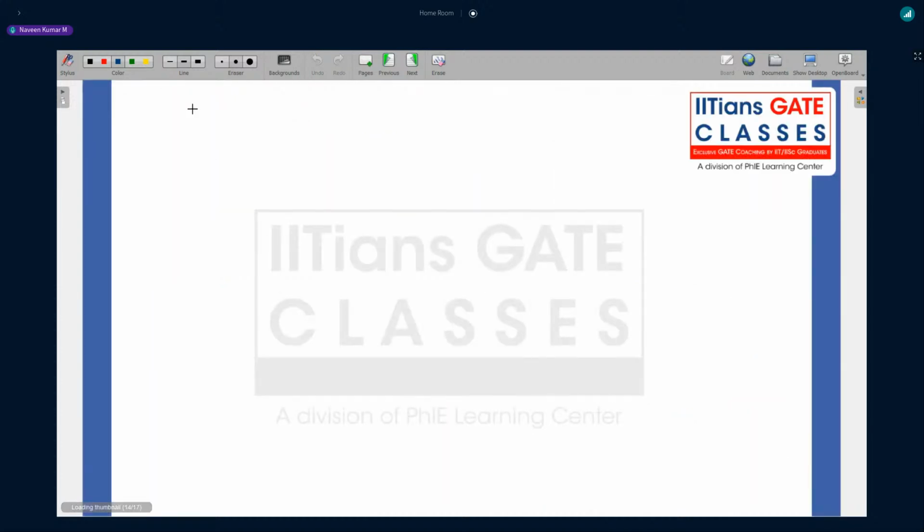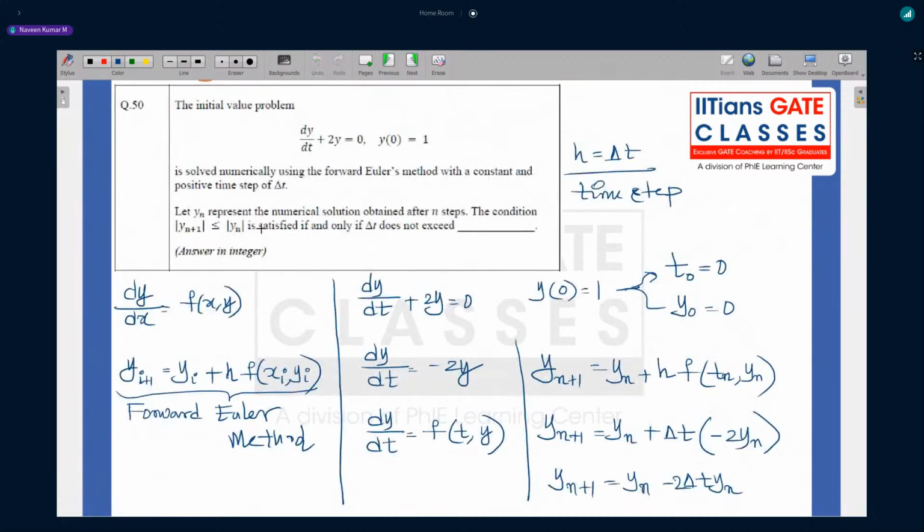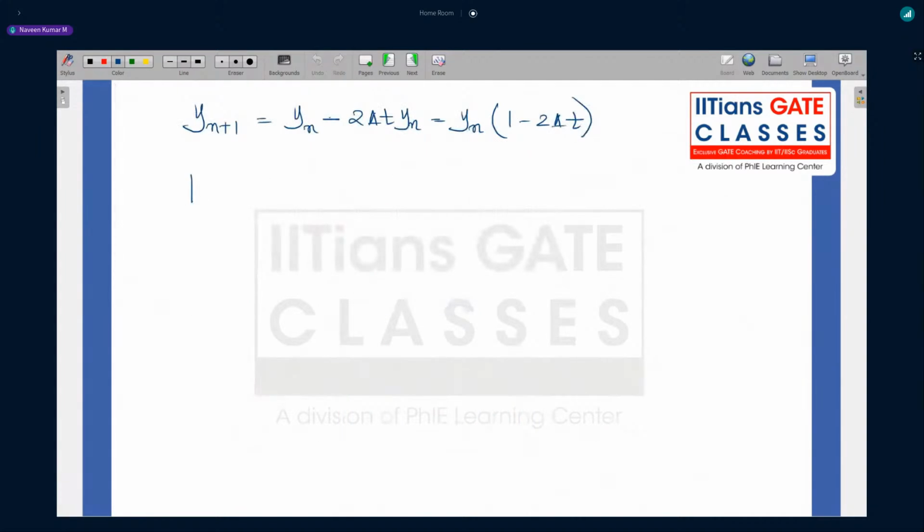Let's go to the next slide. Let's copy that. y of n plus 1 is equal to y of n minus 2 delta t yn. From here I can take yn common: yn times 1 minus 2 delta t. Now they're asking for the modulus, not the normal. So I'll apply modulus on both sides.